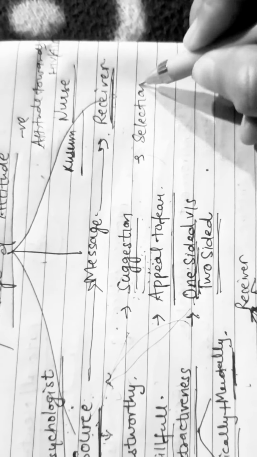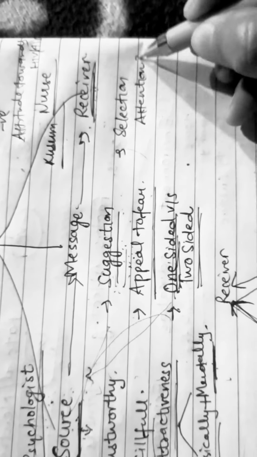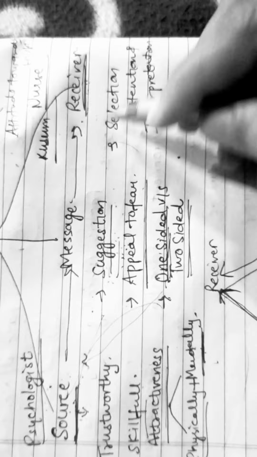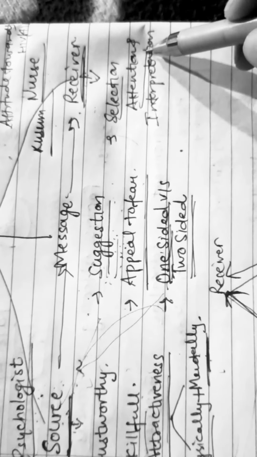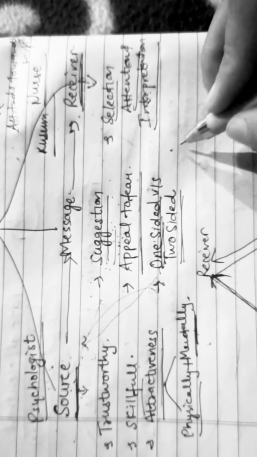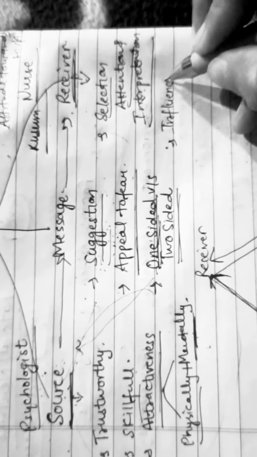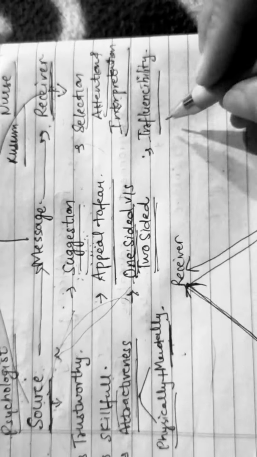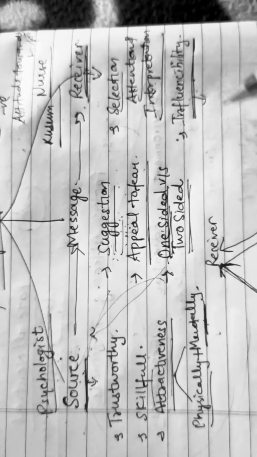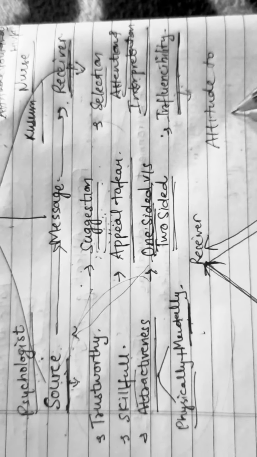Selective attention and interpretation. So there are some responsibilities of the receiver also. When the source person is passing the message to the receiver, it is the responsibility of the receiver to attend to that message selectively and interpret that message as the source person wanted to say. Then influenceability, because everyone is trying their best to change the attitude of the receiver, the source person, family and friends. So it is the responsibility of the receiver also that it should influence him or her. And when every process is influencing him or her, then it means the attitude is going to be changed.